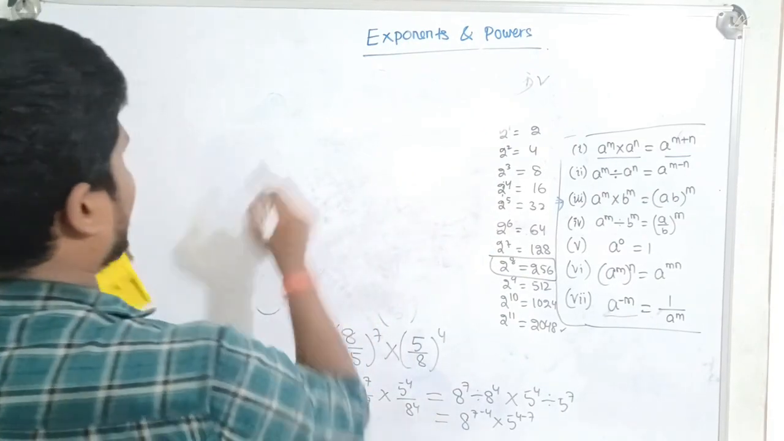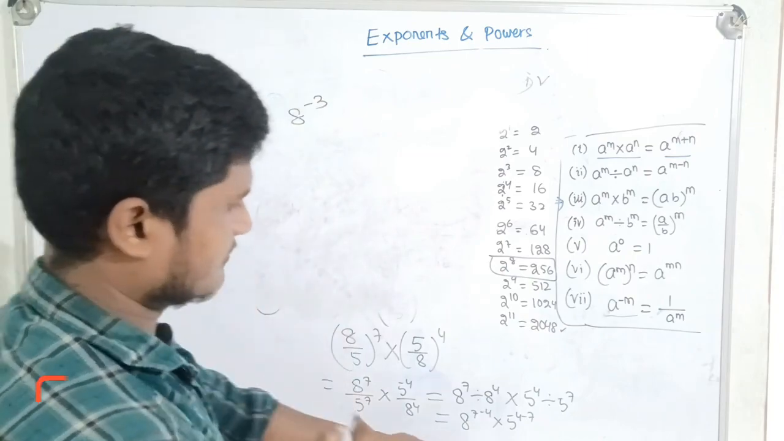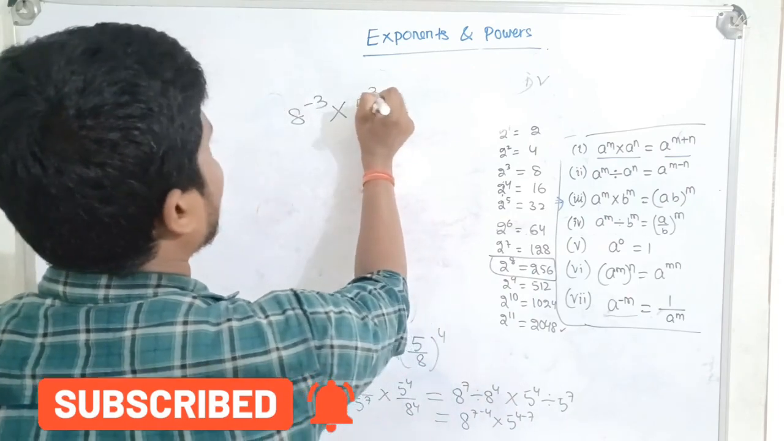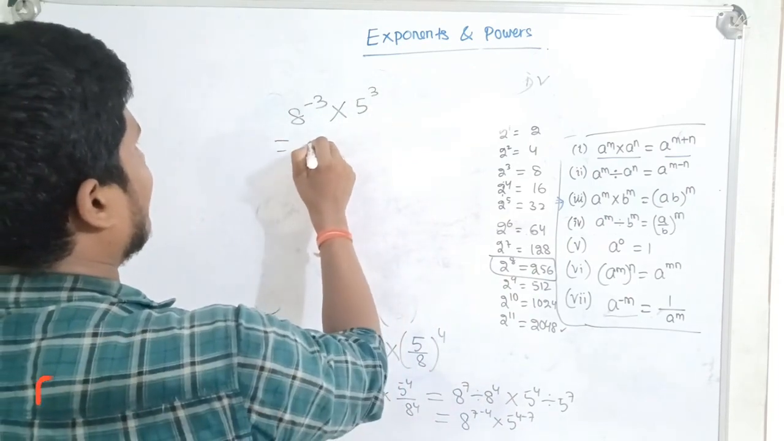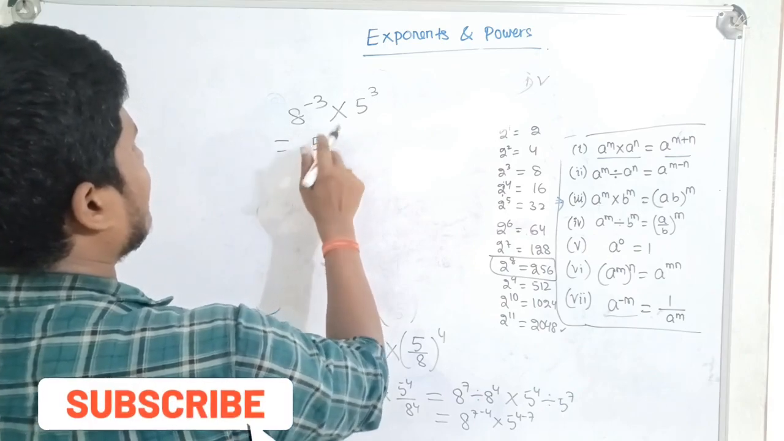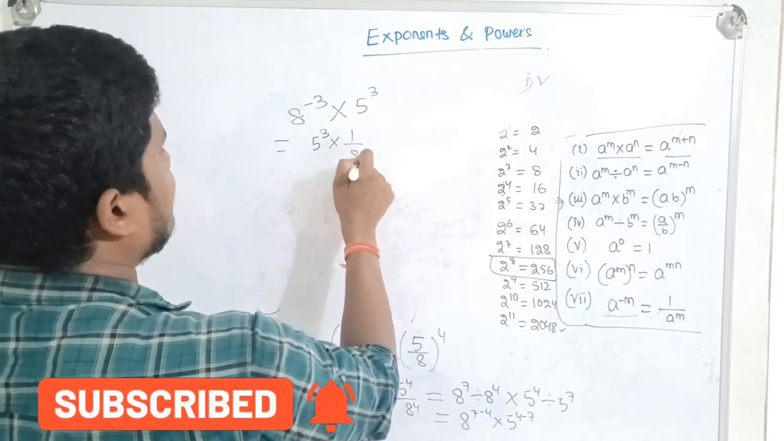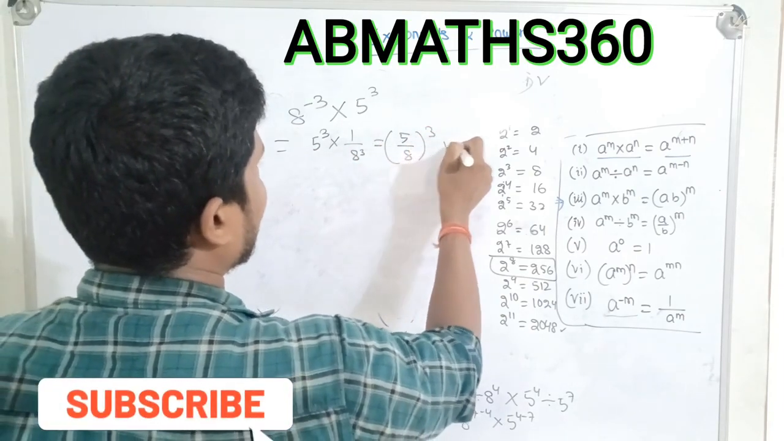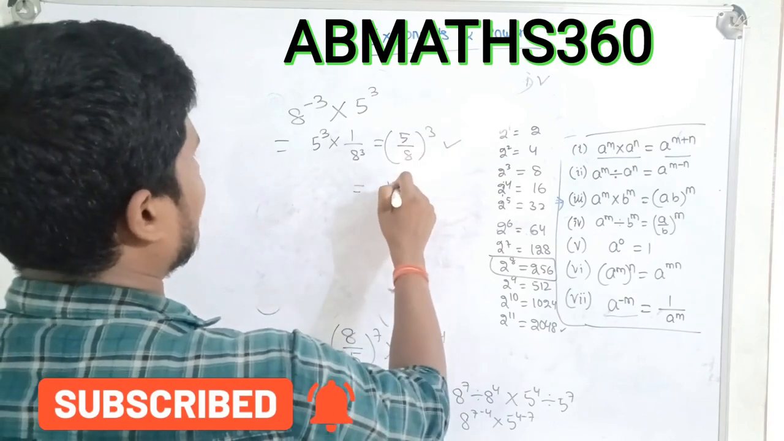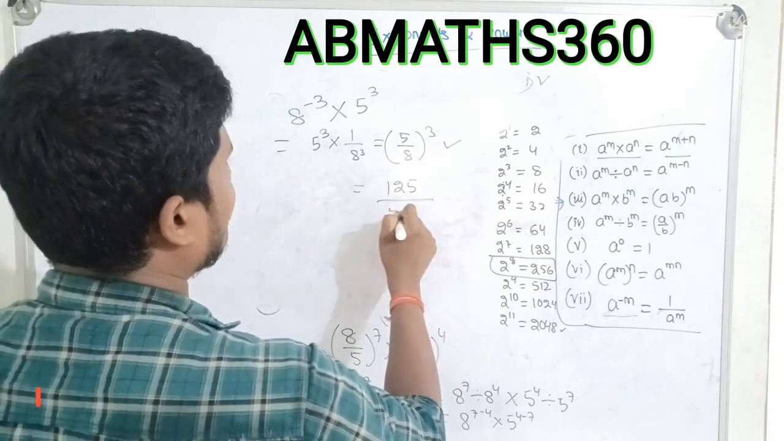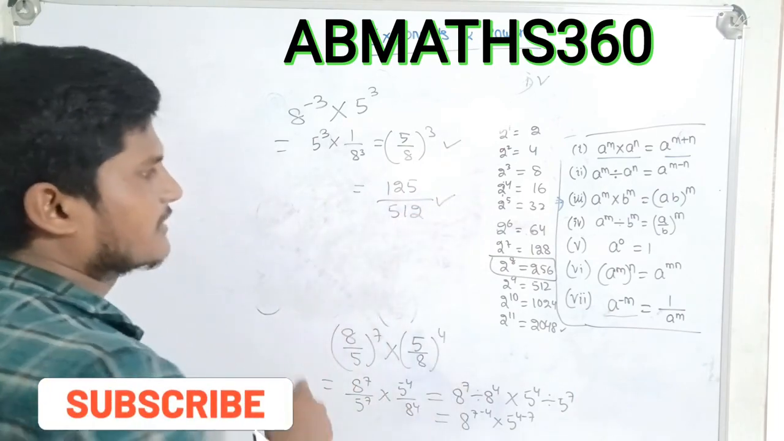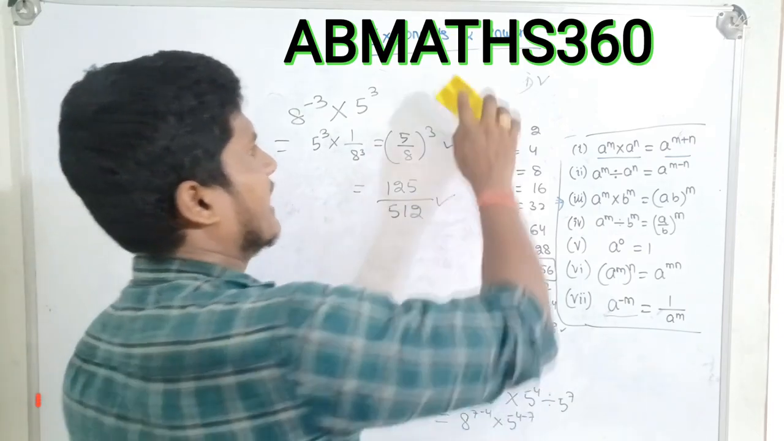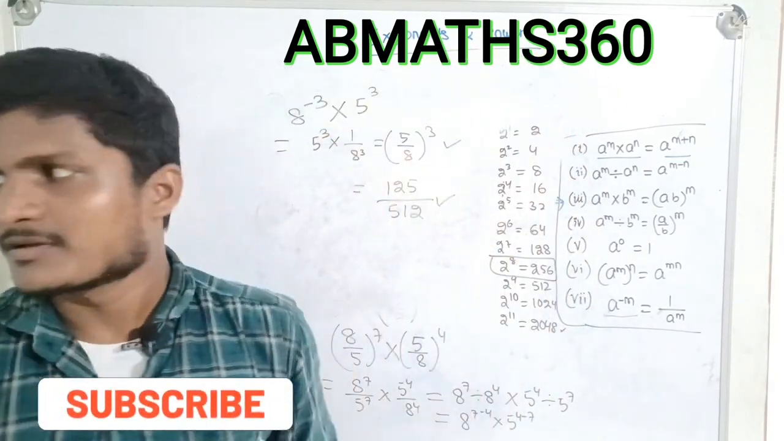Look at this: 8 to the power minus 3 multiplied by 5 to the power plus 3. I can write it as 5 to the power 3 multiplied by 1 by 8 to the power 3, that is 5 by 8, all to the power 3. Or you can write: what is 5 cube? 125. What is 8 cube? 512. So the answer is 125 by 512. In the same way, we can solve as many questions as possible of your choice.